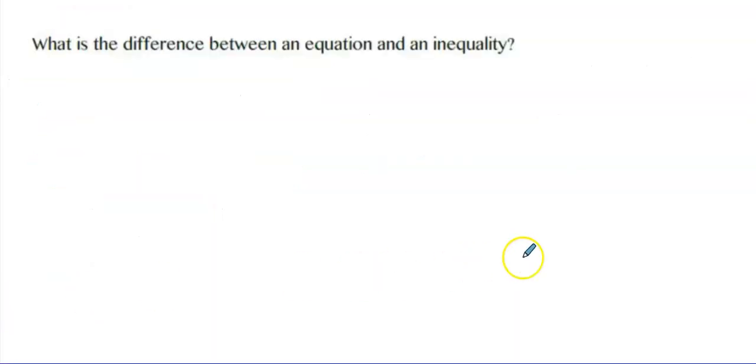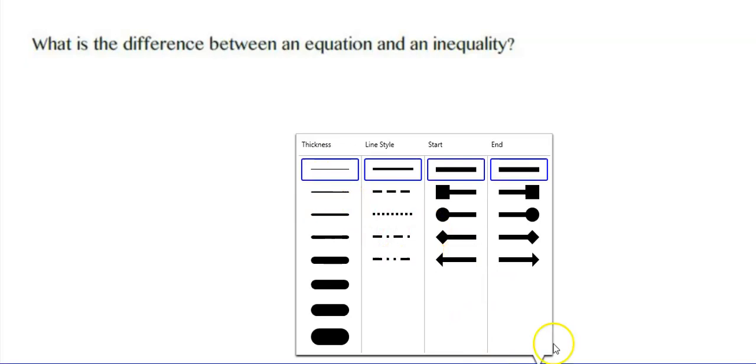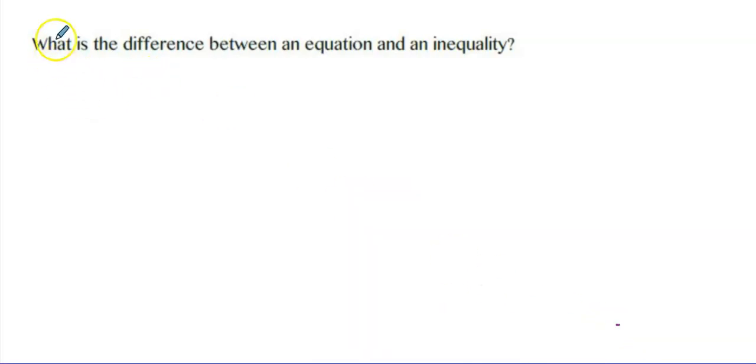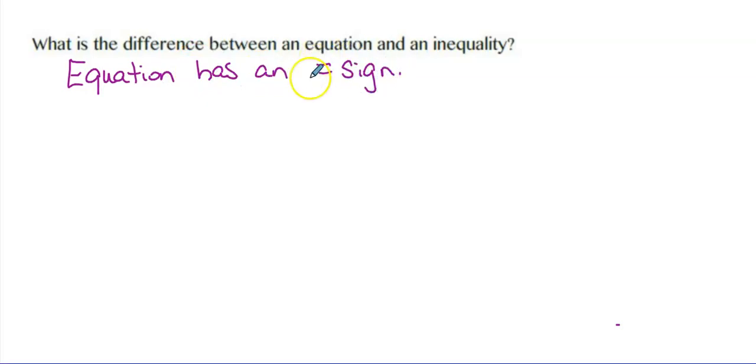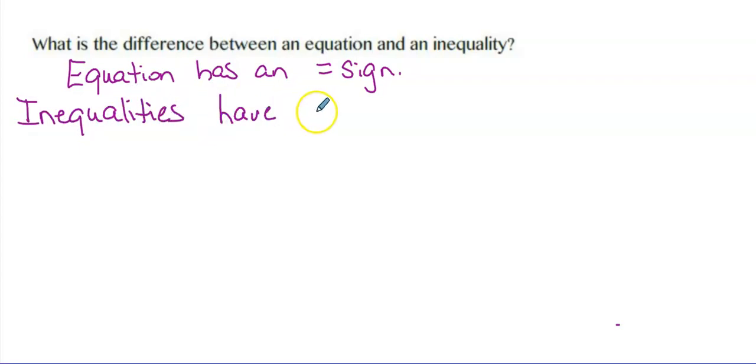Okay. All right. What is the difference between an equation and an inequality? This is not rocket science here. An equation has an equal sign. So it only has one equal sign. That's the only thing it can't have. Inequalities, there are 4 different symbols that they could have. Inequalities have either less than, greater than, less than or equal to, or greater than or equal to symbols.